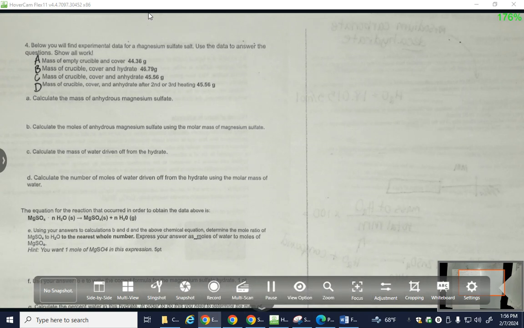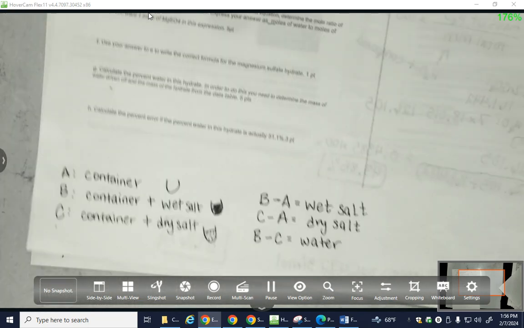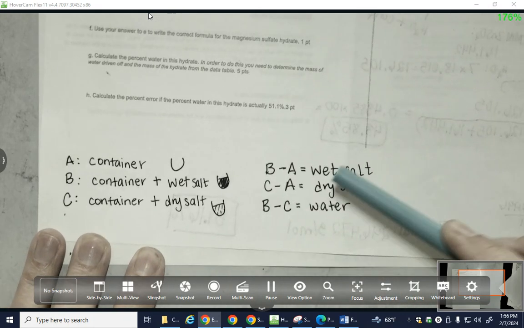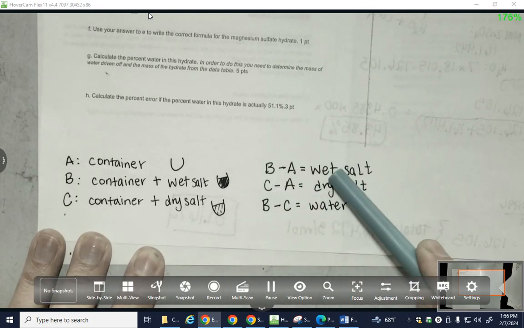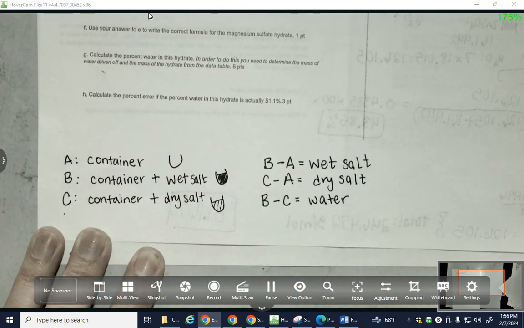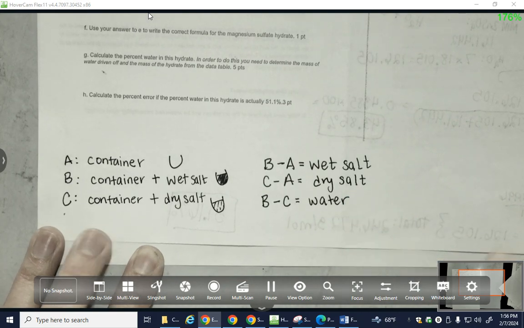Okay. All right. So number 4 on the back of this thing. Remember, we do have our pictures down here. We're going to be referring to those a couple times, right? So we have how to calculate wet salt. We're going to be taking the B minus A, right? Dry salt and then water, right? So hydrate, anhydrate, and water, okay?